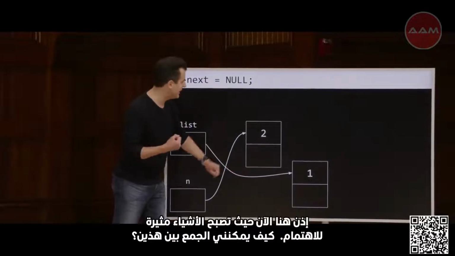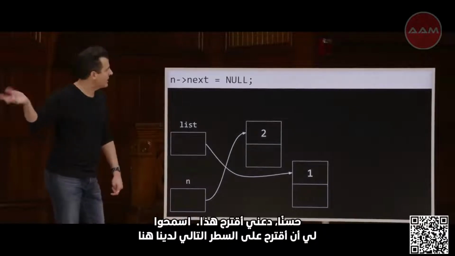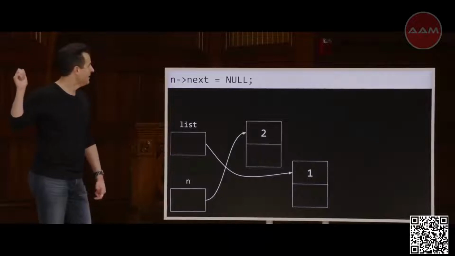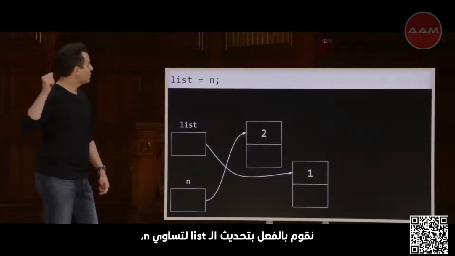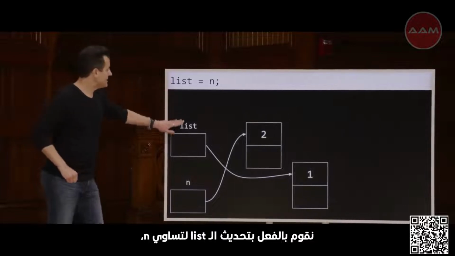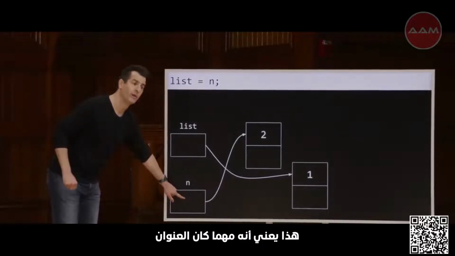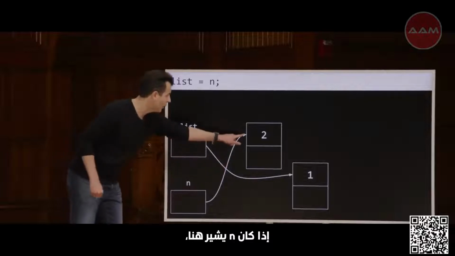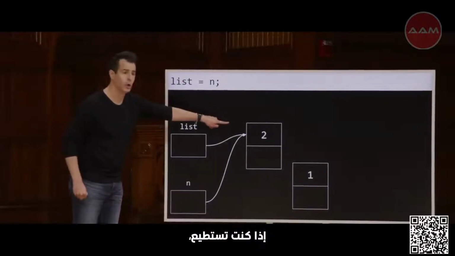Now, we're not quite done yet because we haven't actually linked things together. So here's now where things get interesting. How do I combine these two? Well, let me propose this. Let me propose on our next line here, we update for now list equal to n. That is to say, whatever address this is, whatever it's pointing at, change list to be the same address. That is, point at the same thing. So if n is pointing here, let's change list to point here. And go ahead and do that, Carter, if you could.